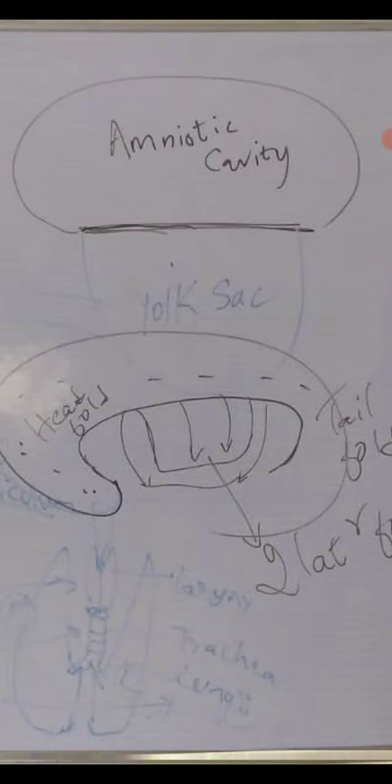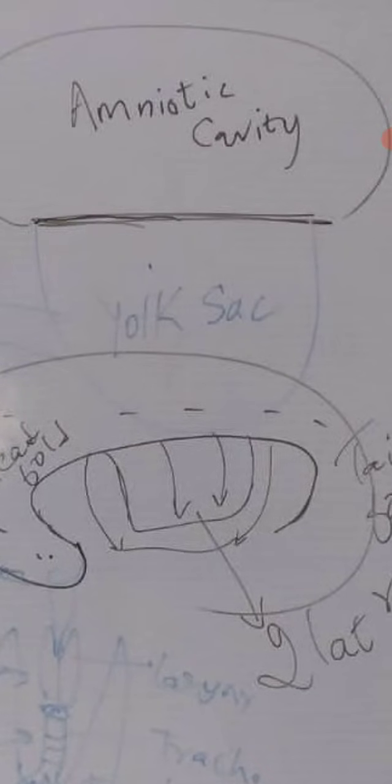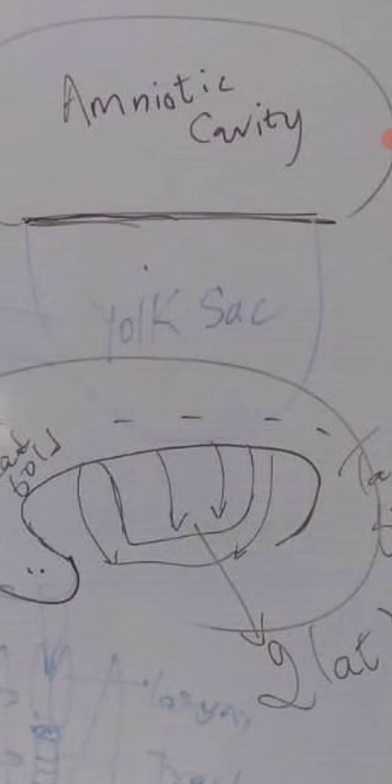Today's interesting topic is development of respiratory system. This is the early stage of the embryo. In the initial 2 or 3 weeks, the embryo is represented by a disc shape. That black dark line is actually an embryo. It is like a disc.